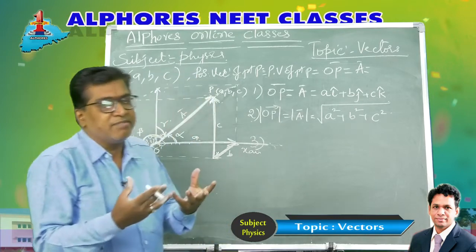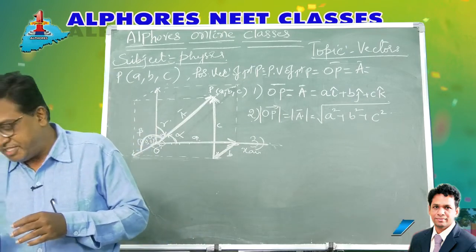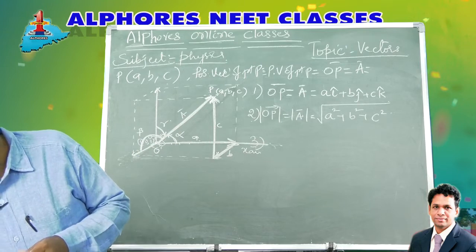Now how to define alpha, beta, gamma? For this we have to visualize the vectors in the 3D plane. So I will be showing you.